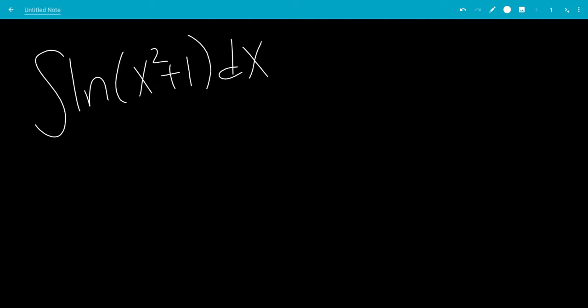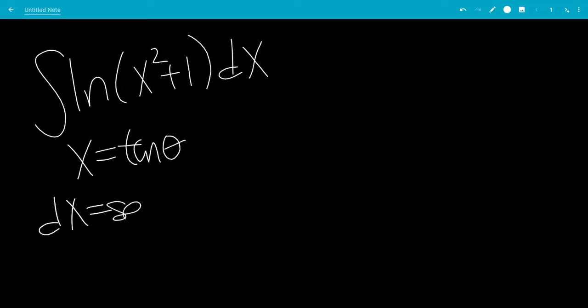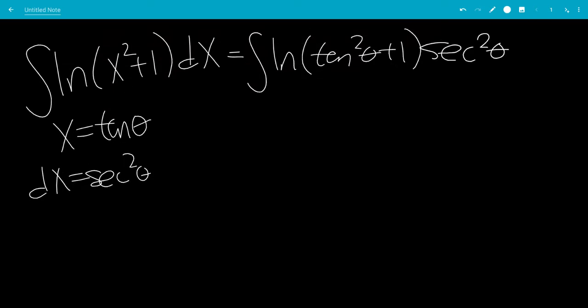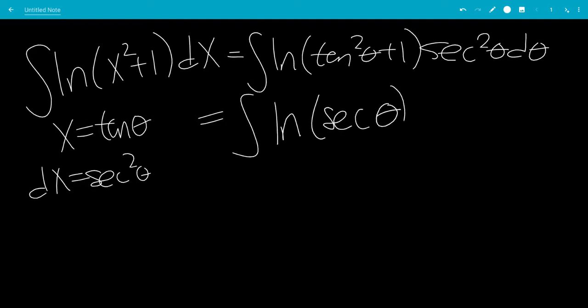In this video, we'll do the integral of ln of x squared plus 1. So we're going to let x equals tangent theta. dx will be secant squared theta. This will be the integral of ln of tangent squared theta plus 1 times secant squared theta. Tangent squared plus 1 is secant squared. But because it's squared, we can bring the 2 to the front. Times secant squared theta.